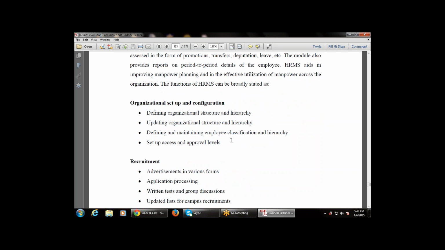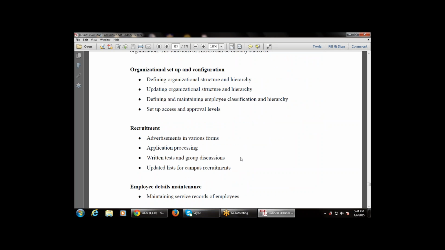Now, this is from the organization point of view with the HR department. From the recruitment point of view, how is the HR department used? One is advertisement in various forms, application processing, and written tests. Written test means everything is online. If I am an HR manager and want to conduct a typing test for an employee, I can simply do it with the use of the internet. There are so many software tools available over the internet. That is the recruitment part.